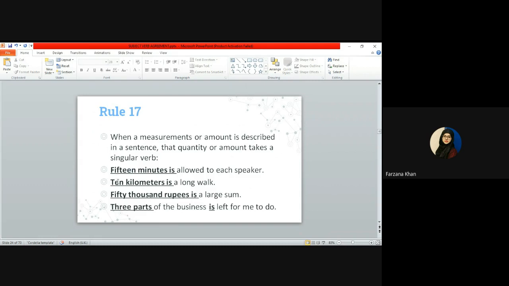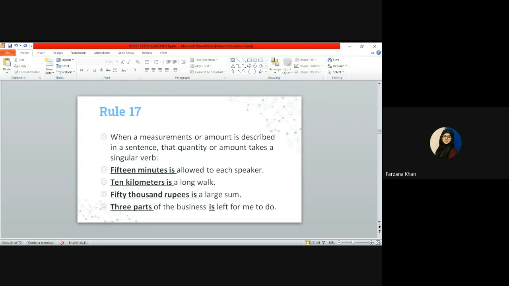In the next sentence, you can see 10 kilometers is a long walk. Again, 10 kilometers is basically telling us the measurement, so we have taken the measurement as a singular subject. That's why we will use a singular verb here: 10 kilometers is a long walk.